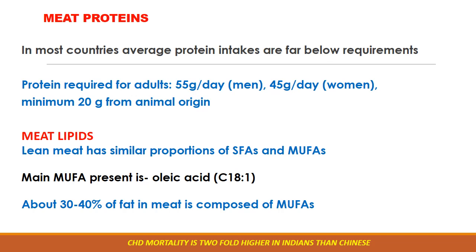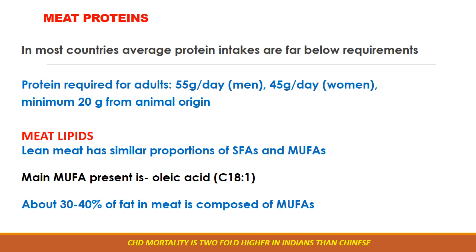Similarly, about meat lipids, lean meat has similar proportions of saturated fatty acid and monounsaturated fatty acid. Generally, blindly it is said that all red meats are high in saturated fatty acid, and that those are very harmful for health, causing cholesterol and other cardiovascular disease. But the fact is, nowadays in the modern system, lean meat is produced wherein the subcutaneous fat, the outer fat, is trimmed and removed, so only muscles are used for meat, where very little fat will be there, and in that fat, saturated fatty acid is less, so as such it is not at all harmful.